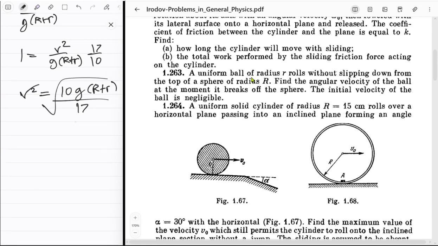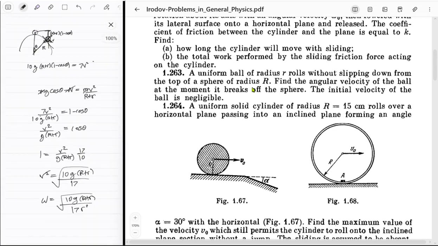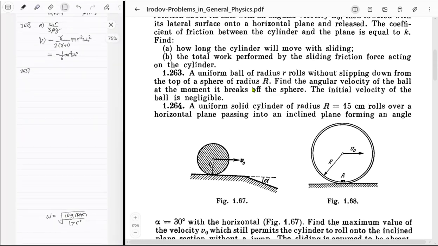So this thing upon small r is what is our omega, right? That's the angular velocity. Where did that question go? Right. So omega is just this thing upon r. So square root of 10g R plus r upon 17 r squared. Cool. That's our answer. That's kind of nice. Okay, next question.